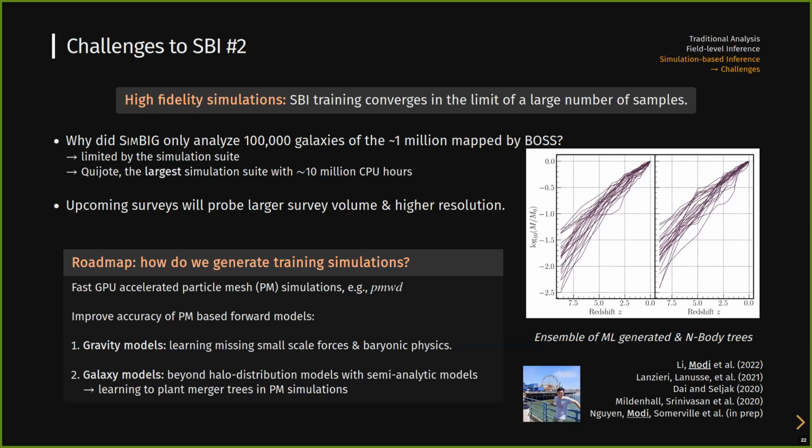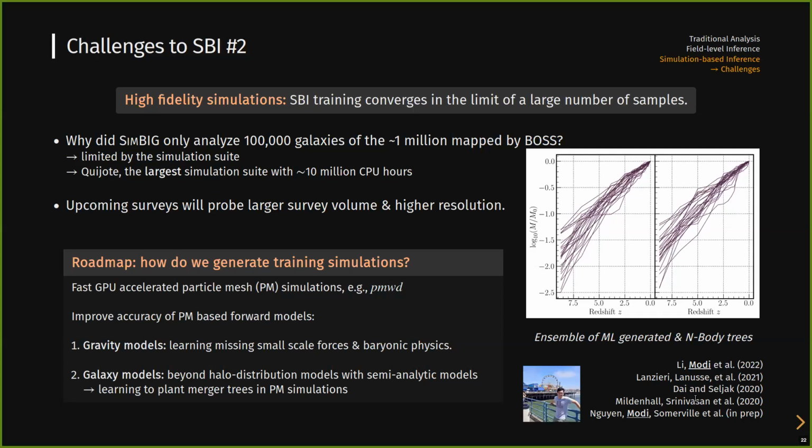So we'll have to go beyond HOD models and use semi-analytic models or something more physically motivated to populate galaxies. The challenge here is that they require merger trees, which you do not get in PM simulations. So I'm doing some work currently to plant merger trees in PM simulations. This is being led by Tree, who is a graduate student at MIT, and who I'm supervising with Rachel Somerville, who is a galaxy formation person at CCA in this regard.